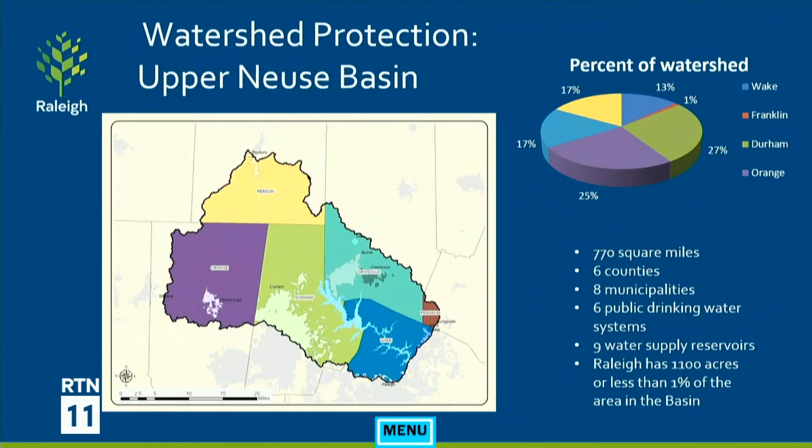One of Raleigh Water's initiatives that I think is particularly relevant to Green Growth Toolbox is the Watershed Protection Program. That focuses on our upper Neuse River Basin, and while less than 1% of the basin is in our jurisdiction, it's vitally important to our drinking water systems.